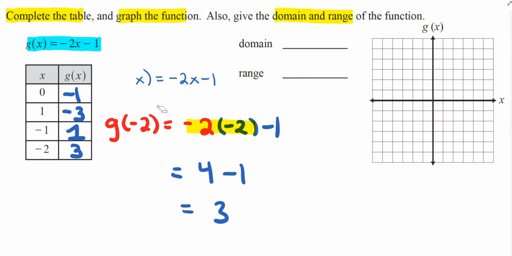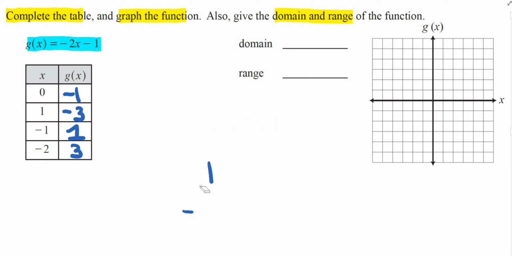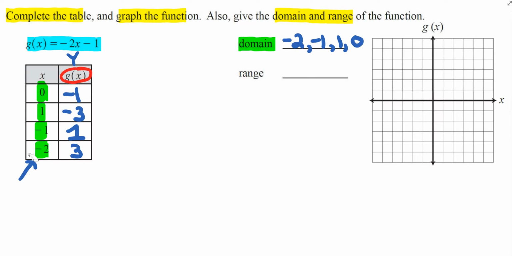All right, so there is our table of values all finished. Just remember, this g of x symbol, function notation, is pretty much the same thing as finding the y value. Now let's finish off the domain. The domain is just your x values, so your domain is 0, 1, negative 1, and negative 2. Let's go from least to greatest. Negative 2 is the smallest, so it'll be negative 2, then negative 1, then 0, then 1.